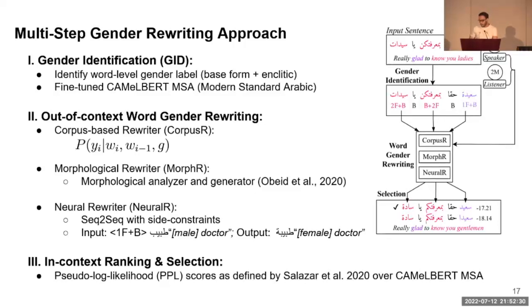And since all of these rewriting systems are at the word level and are out of context, we would end up with multiple candidate sentences in the output. So we need to do an in-context ranking and selection step. And to do that, we use the approach defined by Salazar et al. 2020 to compute the pseudo-log likelihood scores over the CamelBERT MSA model to select the best output sentence.